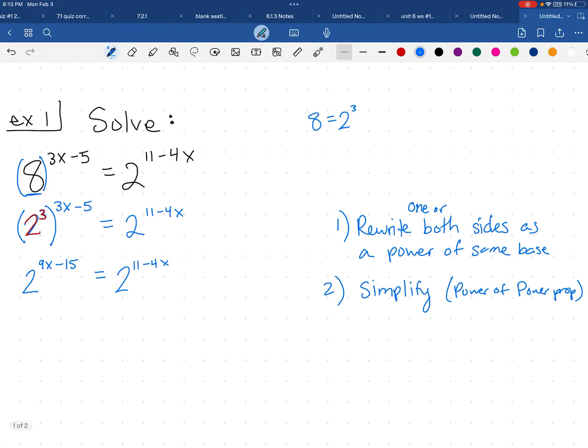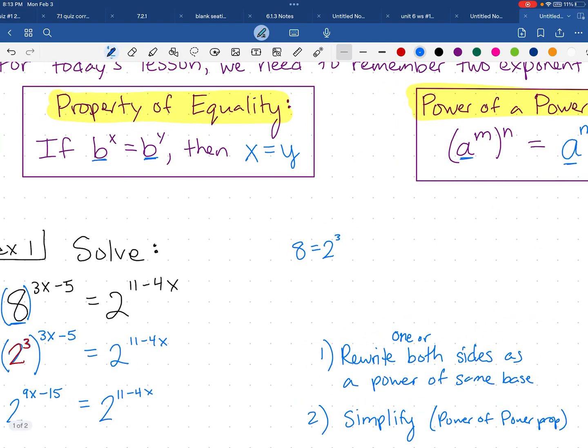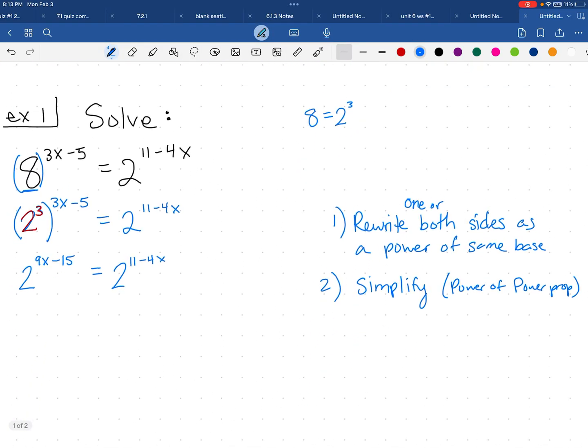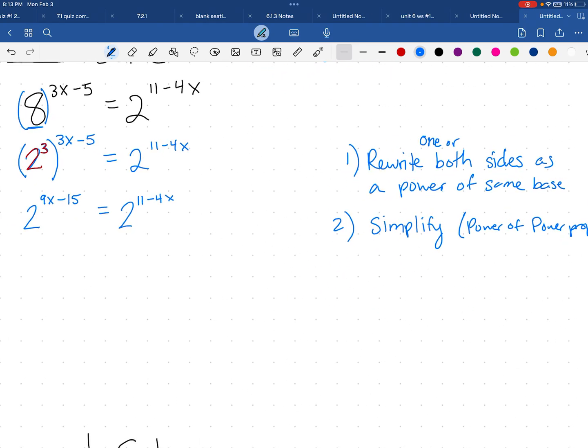Okay, and so this is my goal. If we go back up to our properties, I want to be able to use that property of equality. So now on both sides, I have a power of the same base. If 2 to the something equals 2 to the something else, those 2's are the same, so that must mean the exponents are the same. So I can take my exponents and set them equal to each other, and I can take the 2's out of it. Regardless of the power, as long as the base is the same, the exponents would have to be the same. So I can ignore the 2's and set the exponents equal.